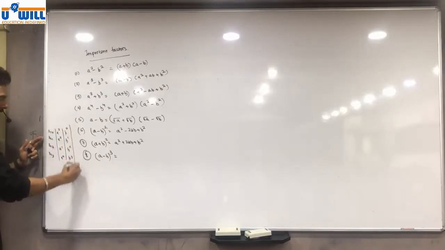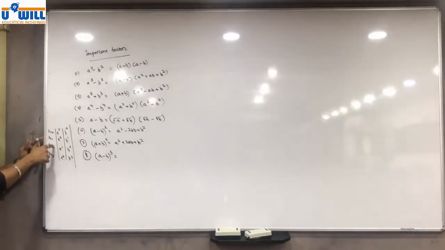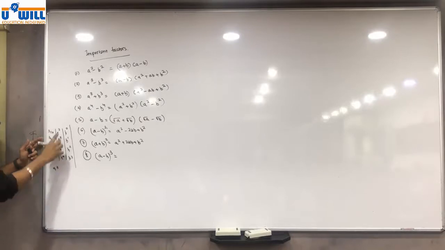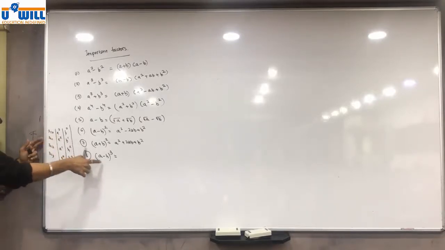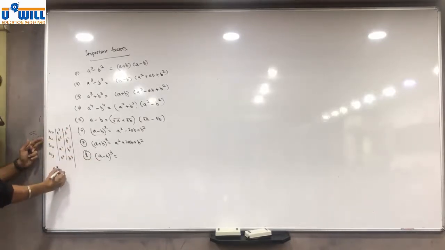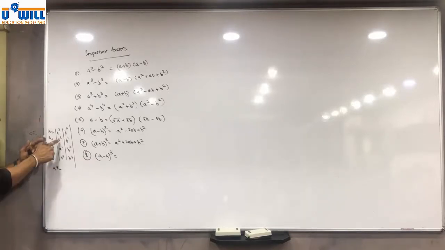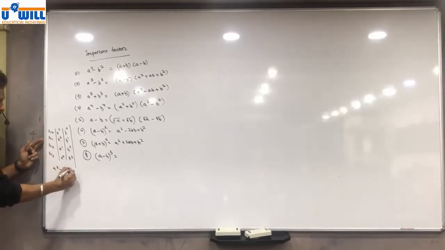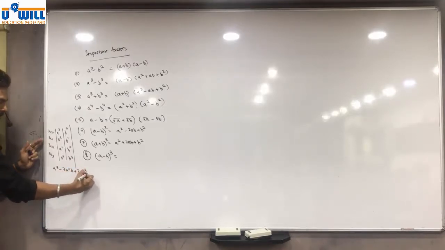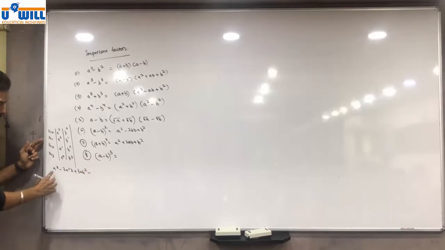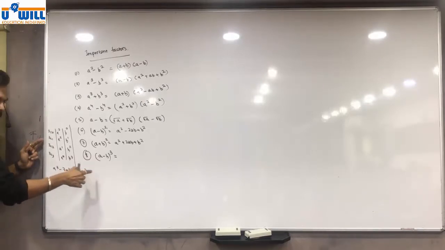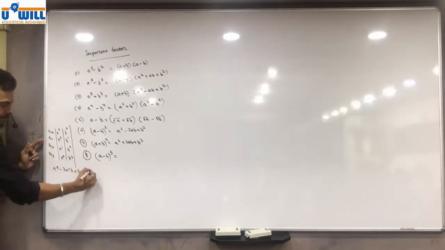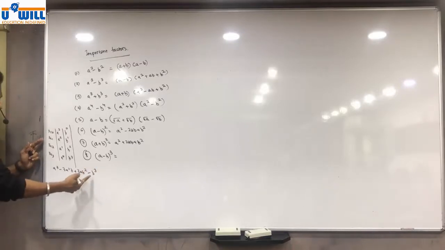Now इससे क्या बनता है हमारा पहला? This is 1 3 3 1. So a cube. फिर ये नेगेटिव है ना तो पहला प्लस दूसरा माइनस. A square into b and this is 3 minus 3a square b plus 3ab square and then minus plus minus plus minus. This is 1 b cube. B cube can be minus.